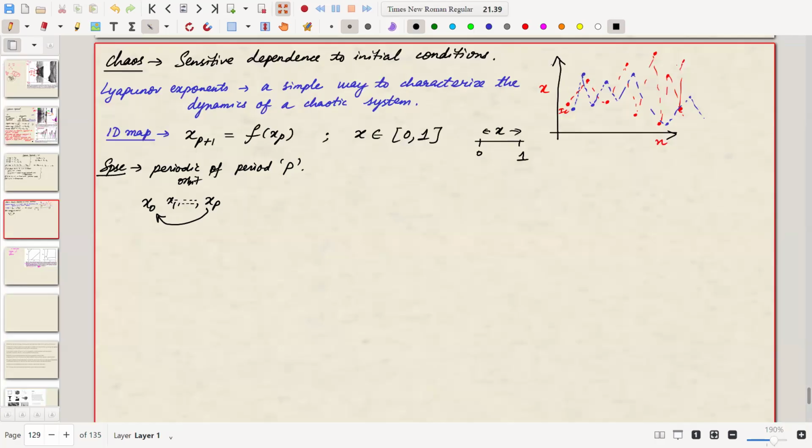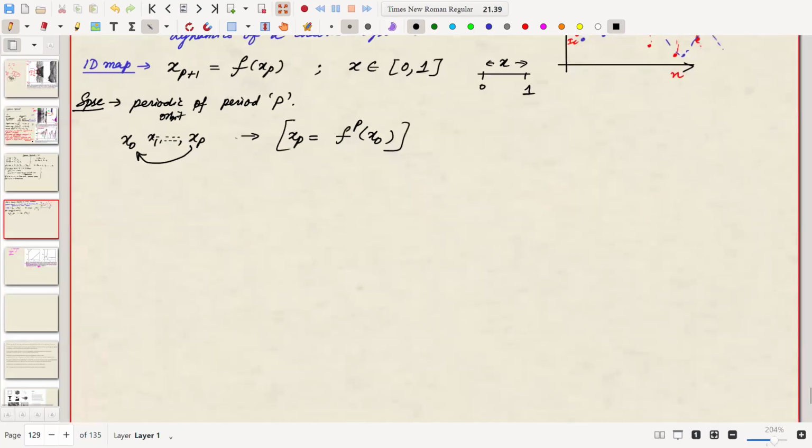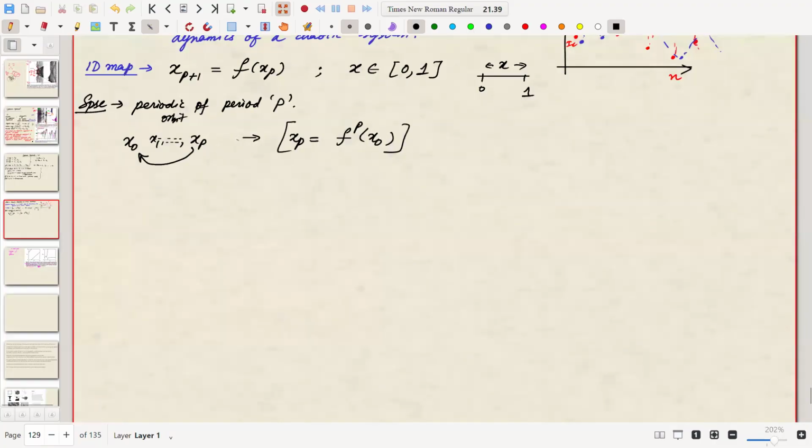Got the idea? So what does it mean? x_p is equal to f^p of x naught. This is clear for most of you, no? Agreed? So what is the orbit here? Our orbit is x naught, then x1, x2, so on till x_p.